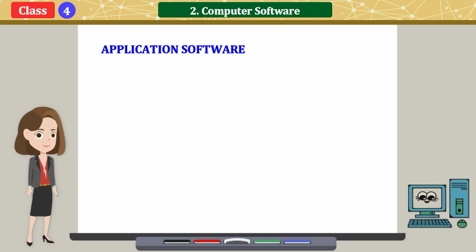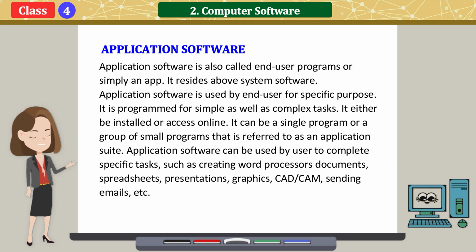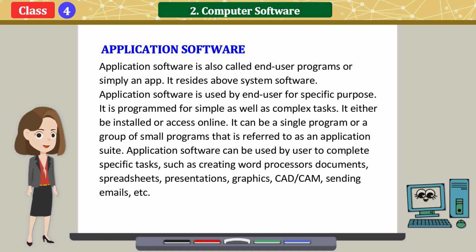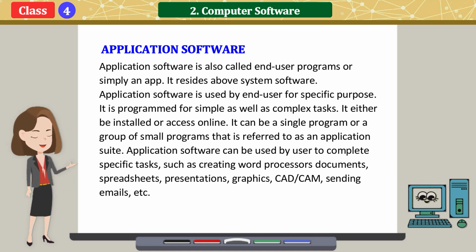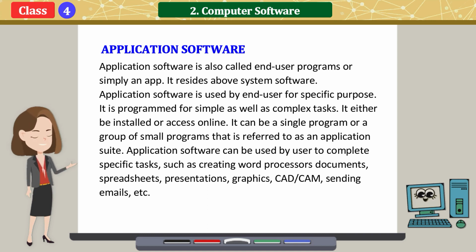Application software. Application software is also called end-user programs or simply an app. It resides above system software. Application software is used by end-user for specific purpose. It is programmed for simple as well as complex tasks. It can either be installed or accessed online. It can be a single program or a group of small programs that is referred to as an application suite.